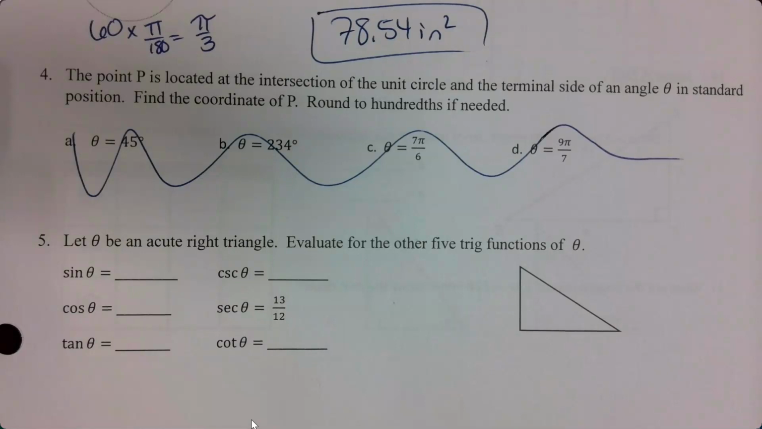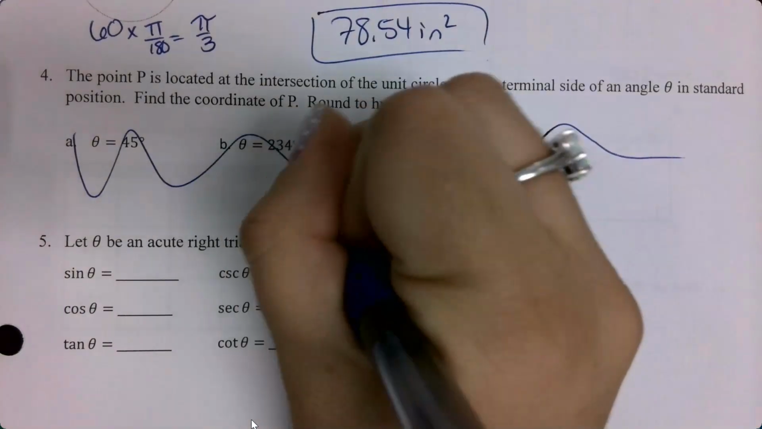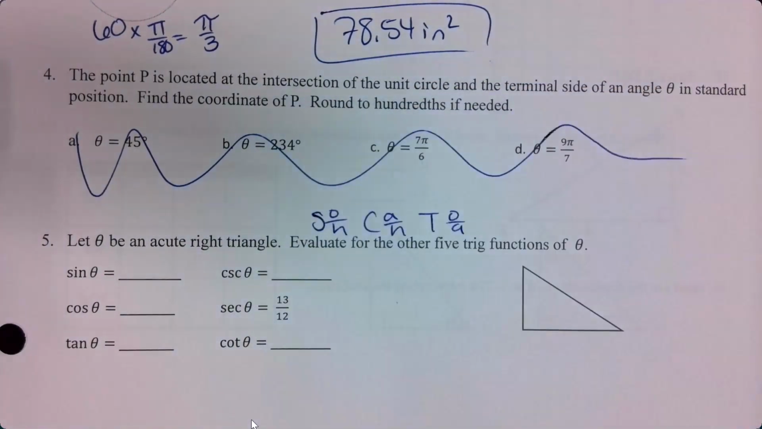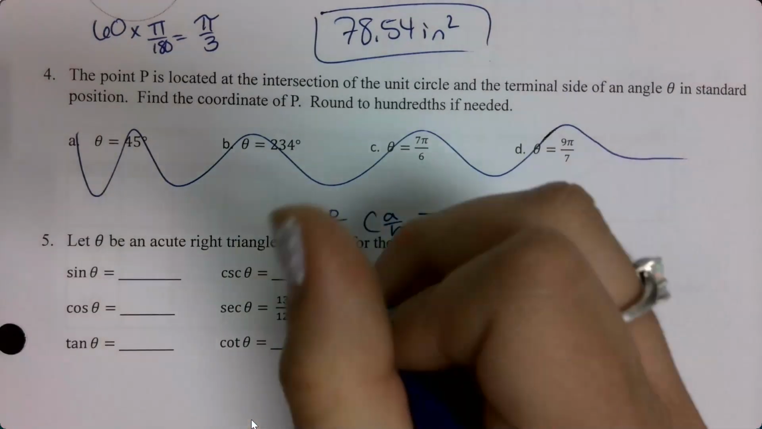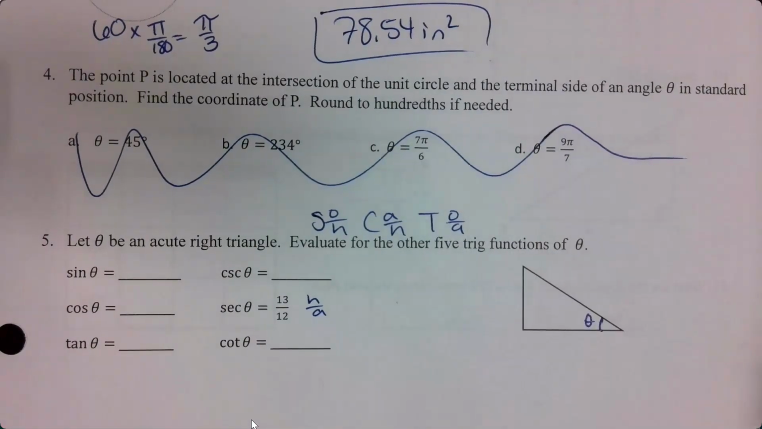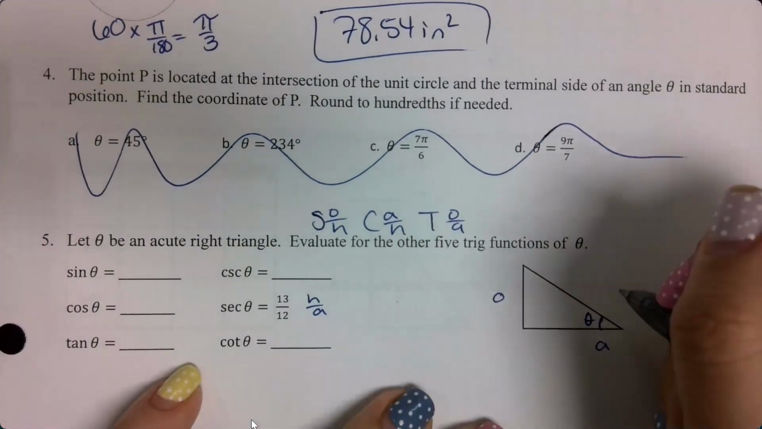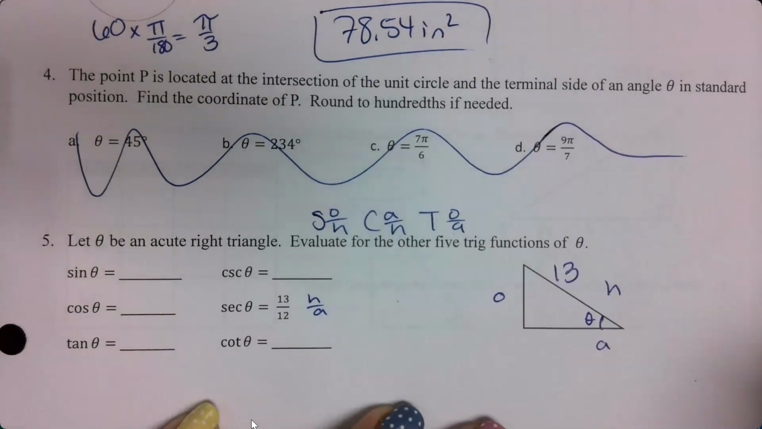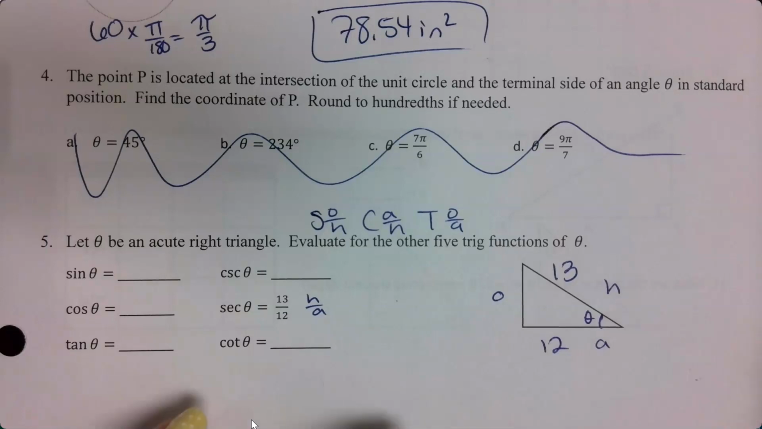This one tells me theta is an acute angle in a right triangle. Evaluate the other 5 functions of theta. So remember SOHCAHTOA. It gives me secant, which is the inverse of cosine, so this is hypotenuse over adjacent. So if I draw my triangle, this is my opposite, this is my adjacent, this is my hypotenuse. So I want to fill those in. I have 13 and 12. I need to use the Pythagorean theorem.